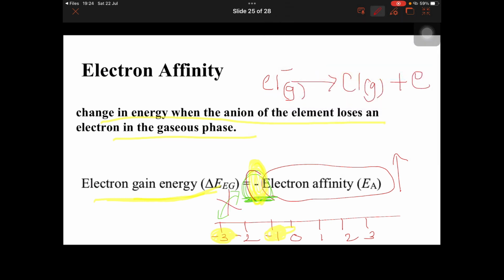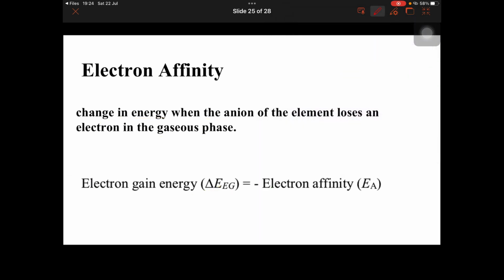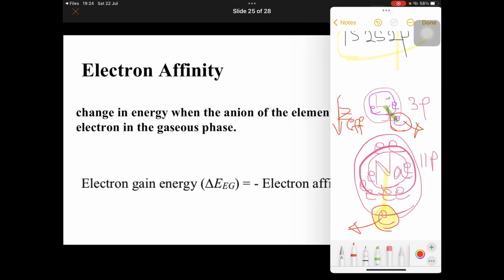So the negative sign tells you that the energy is released. So always consider only the magnitude, not the sign. Higher the electron affinity, higher energy is released. So I hope you understand about this electron affinity and electron gain energy.